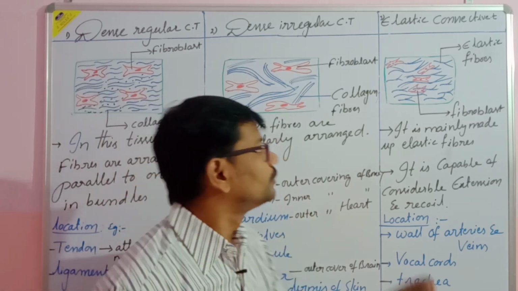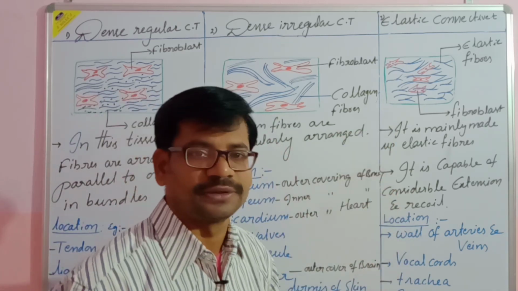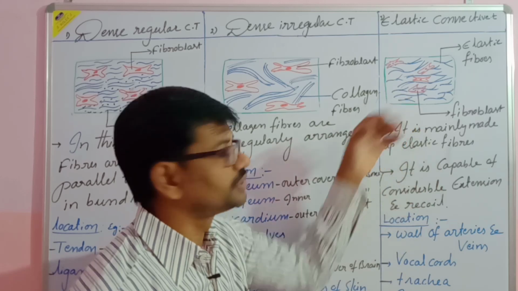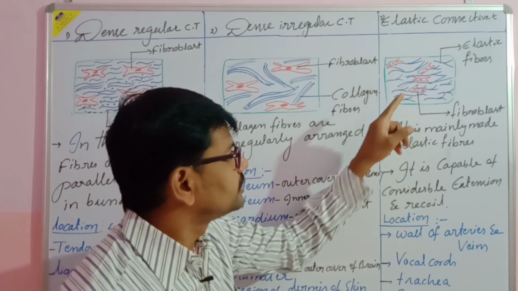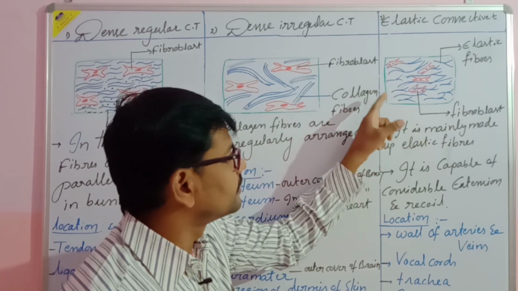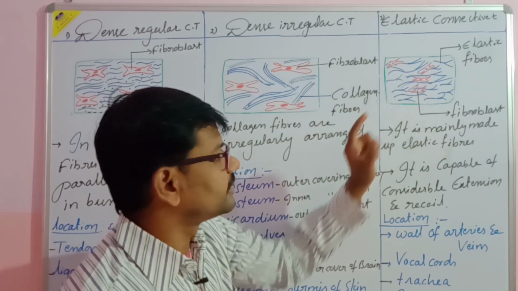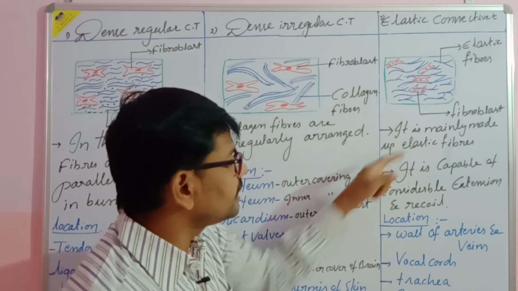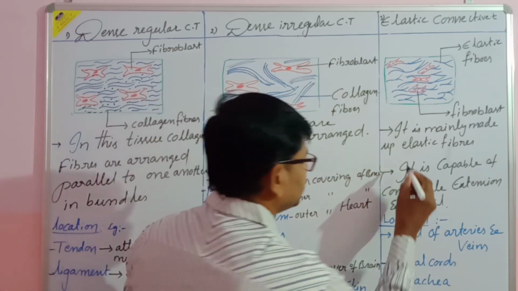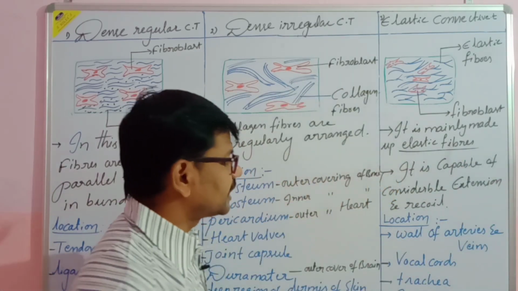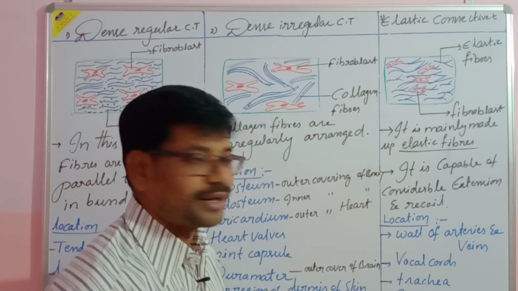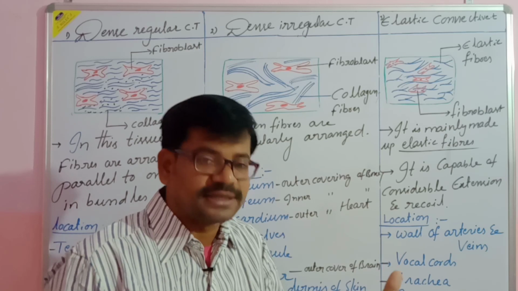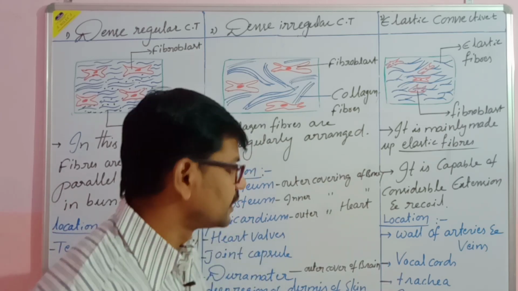Very few collagen fibers are also present, right? In this tissue there are no reticular fibers. So elastic connective tissue is basically made up of elastic fibers. Elastic fibers are secreted by the fibroblasts. That is important, right? It is capable of considerable extension and recoil. That means they have elasticity and also come back to normal, right?